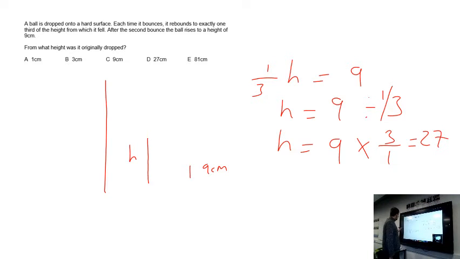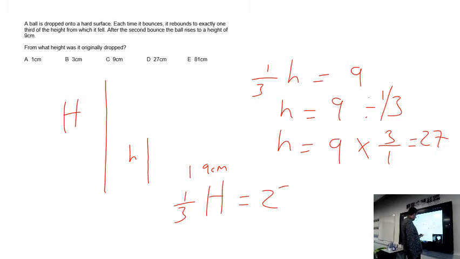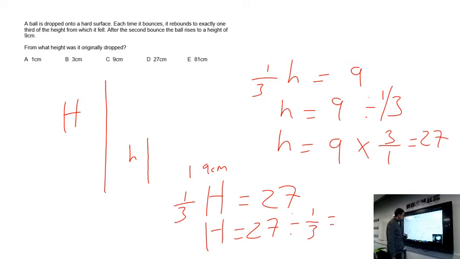Now we want to find the original height, the big H. So we have a third times big H is equal to 27. So big H is equal to 27 divided by a third, and solving that is the same as 27 times 3, which is going to equal 81.